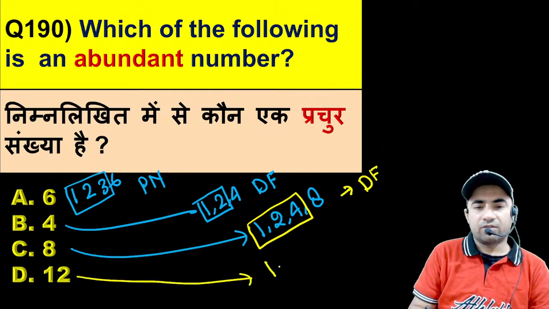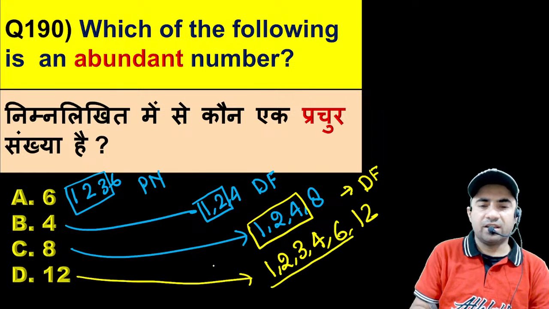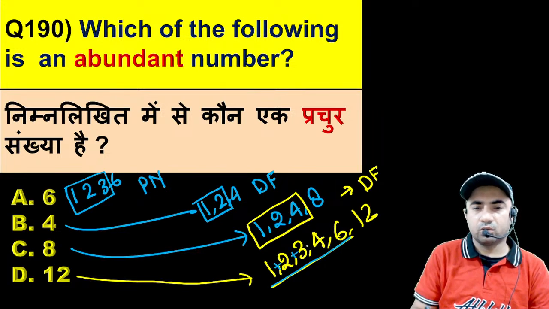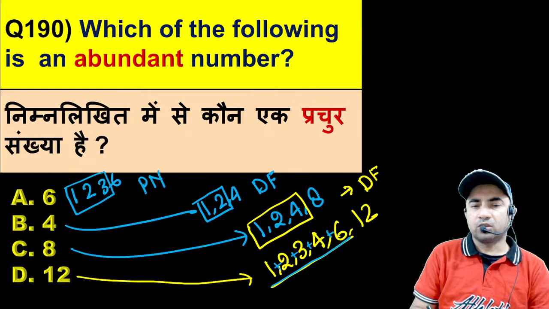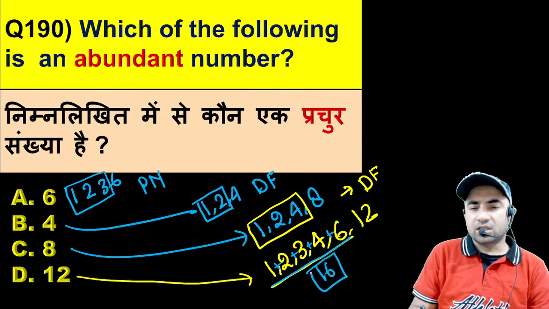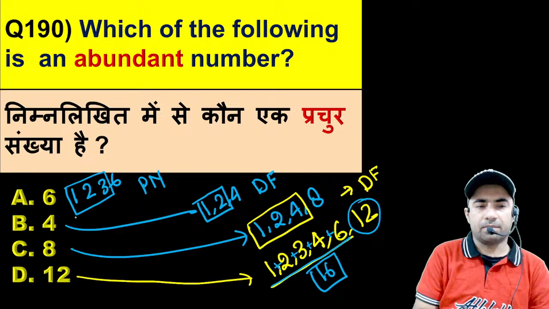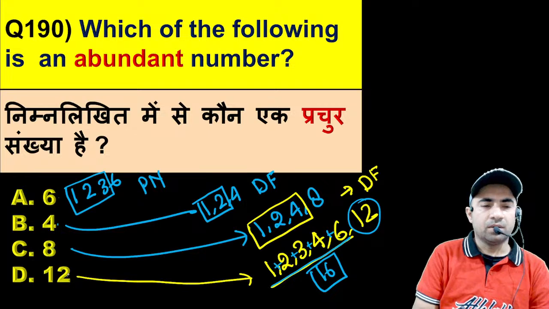Now we have 12. The factors of 12 are 1, 2, 3, 4, 6 and 12. And these 5 are the proper factors of 12. If you take the sum of these factors, 1 plus 2 plus 3 plus 4 plus 6, it will give you 16. The proper factor sum of 12 is 16. That's why 12 is the smallest abundant number. So 6 is a perfect number, this is a deficit number, but this is your abundant number.